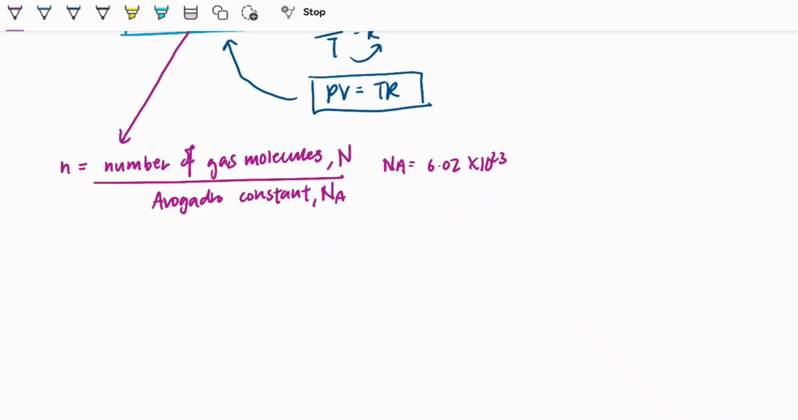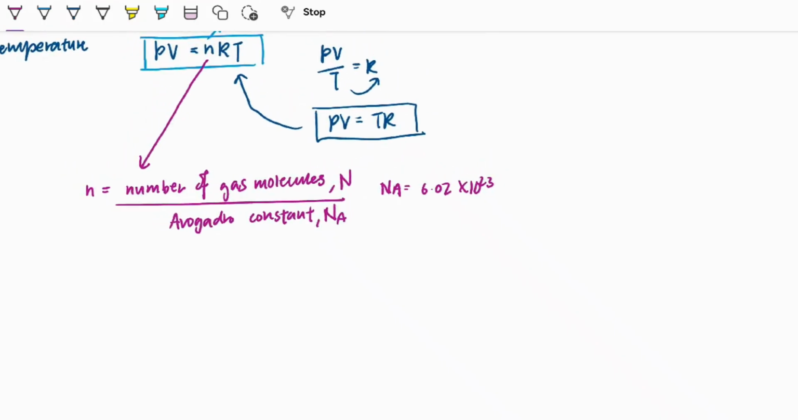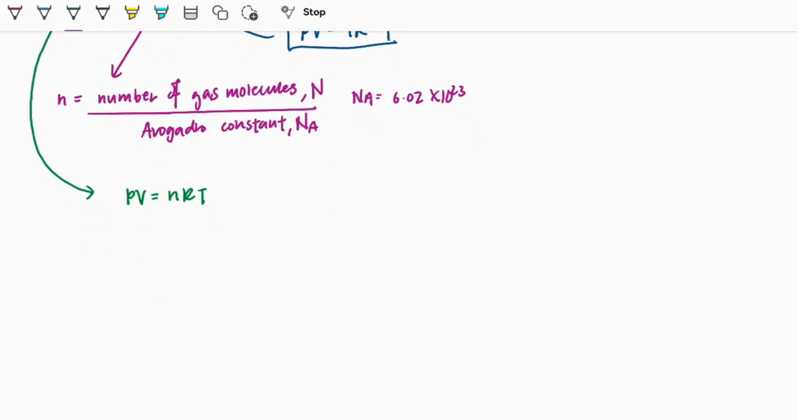Okay, now let's say in the question, they did not give you the number of moles. They give you the number of gas molecules. So how can we calculate it? We can actually derive a new equation from this. We know PV equals nRT, and we know n equals capital N over capital N subscript A. Am I right? So we substitute this in here: N over N_A, in a bracket, times RT.